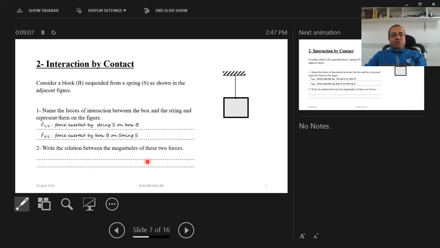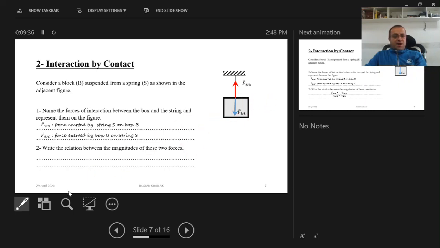Write the relation between the magnitudes of these two forces. So these two forces, let's represent them. This is the force exerted by the string on the box, and this is the force exerted by the box on the string. They have the same line of action, which is the vertical line. They have the same magnitude, but opposite directions.